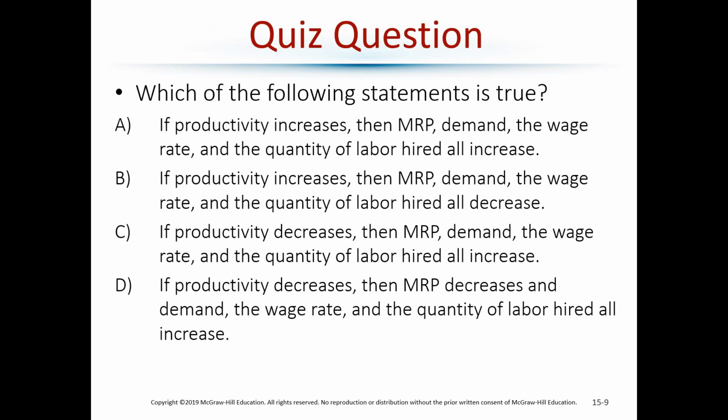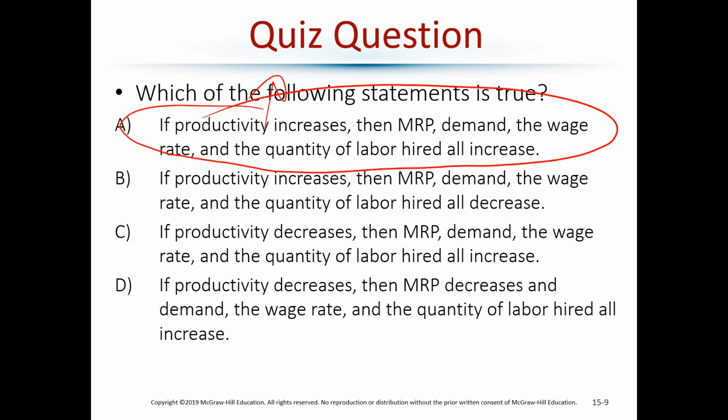All right. Which of the following statements is true? Talked about this before. When you have a situation where the productivity increases, marginal revenue product goes up, demand and wage rates and the result of the labor all increase. Right? So again, we like increases in productivity.